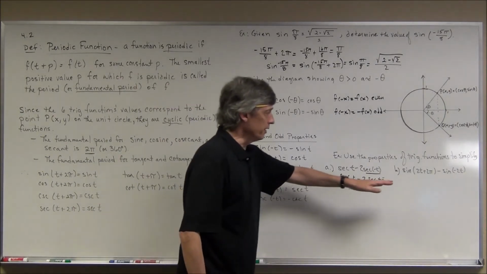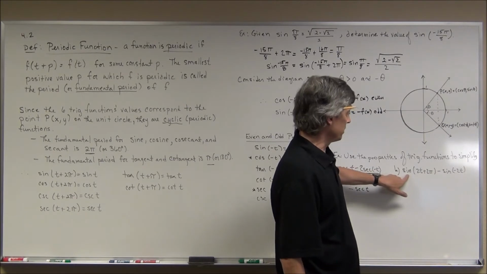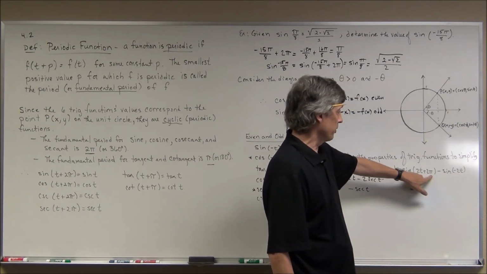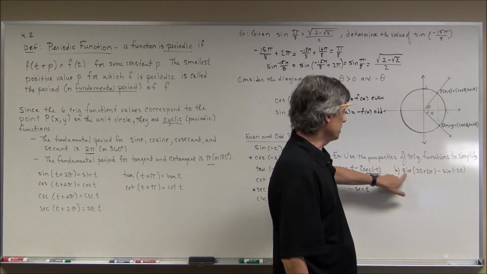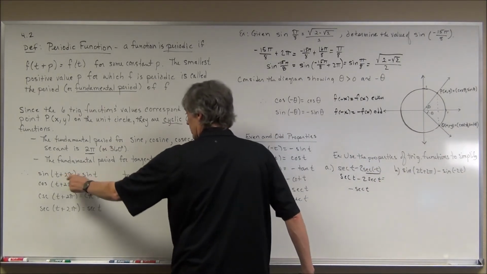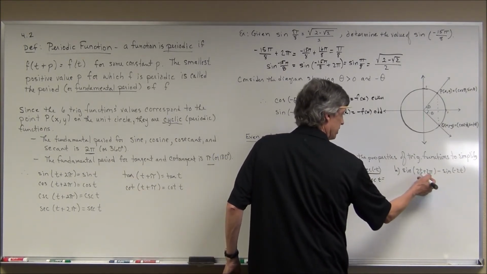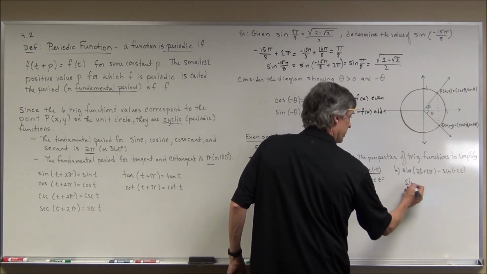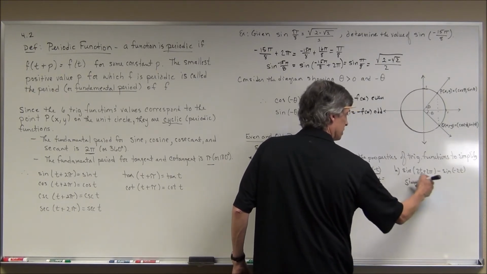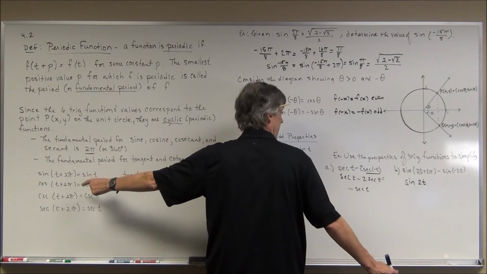Over here, I'm going to use the fact that sine is a periodic function and its fundamental period is 2 pi. So the sine of 2t plus 2 pi, go back here, should be the sine of t. In this case it's not a t, it's a 2t. So this should be the sine of 2t, using this property from the fact that it's periodic.